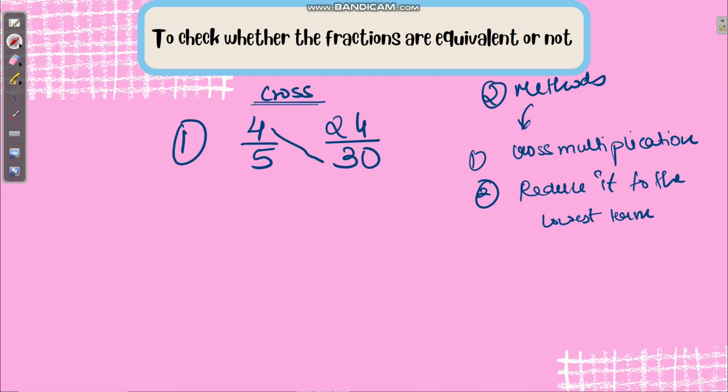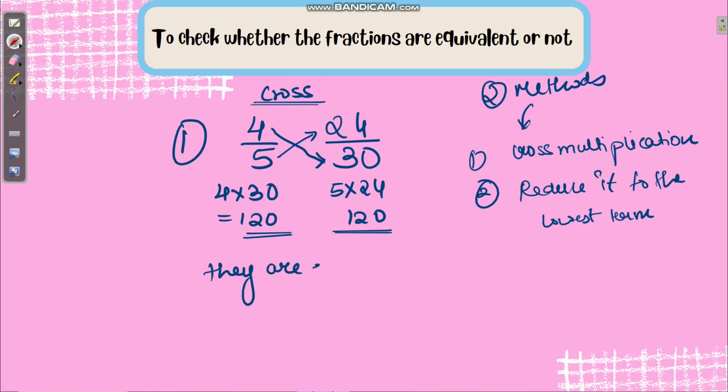So you just cross multiply, that is 4 into 30, you write it below the first fraction, then 5 into 24, whatever is your answer. 4 into 30 is 120, 5 into 24 is again 120. Now you're getting the same answer on both the sides. Whenever you get the same answer on both the sides, that means they are equivalent.